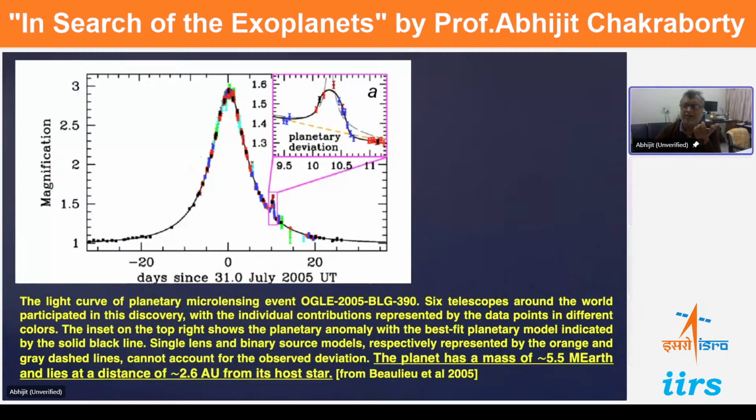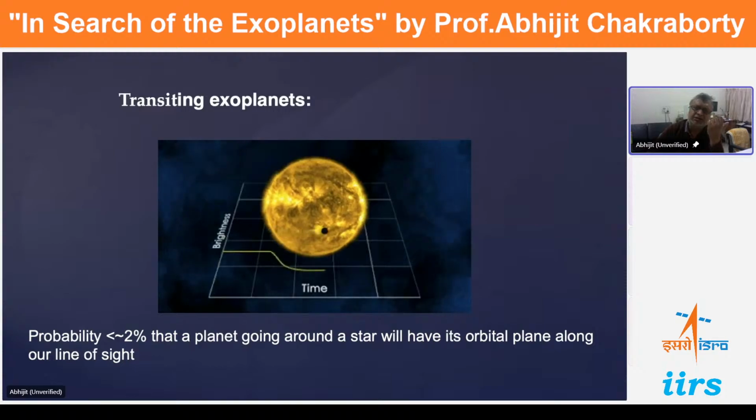However, this is purely serendipity, because you don't know when there will be a foreground star passing in front of a background star, and whether that foreground star will have a planet around it or not. So if you observe for many months or many years, maybe you will find 10 such sources. So this is not a very efficient way of finding planets around stars. Okay. So we will go to the next method, which is the transit method.